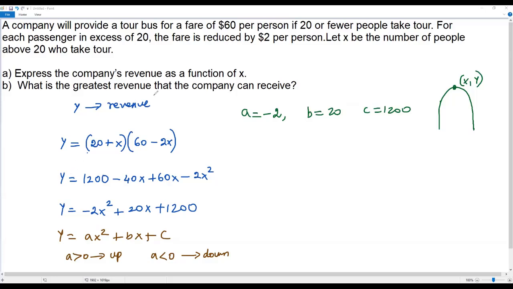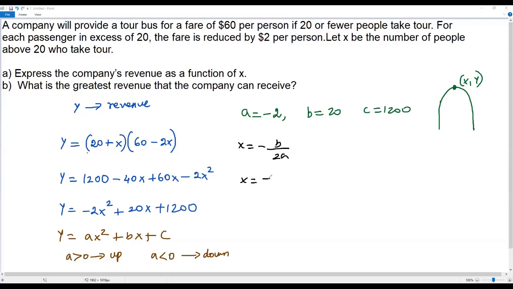Actually, we have assumed y as the company's revenue. According to the second question, we have to find the greatest revenue, which means the maximum revenue. To find it, we need the maximum value, which is the y coordinate of the vertex. To get that, first we have to know the x coordinate of the vertex. There is a formula for it: x equals negative b over 2a. The negative sign comes in the formula itself.